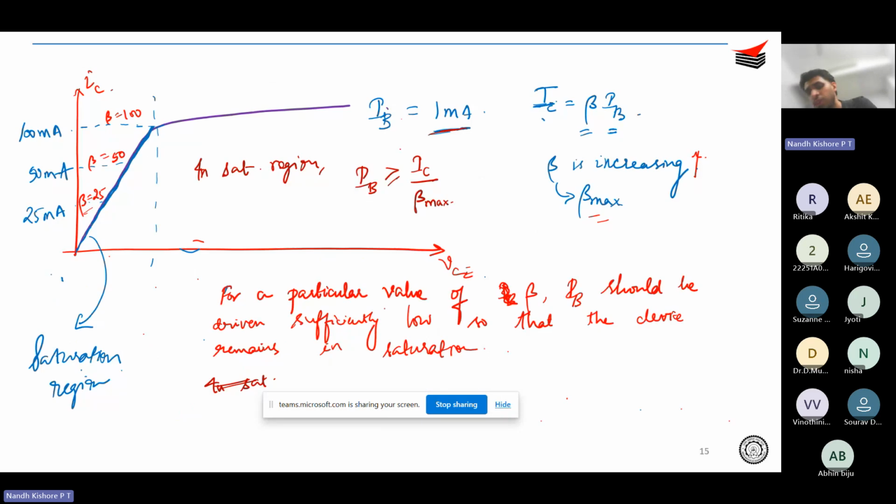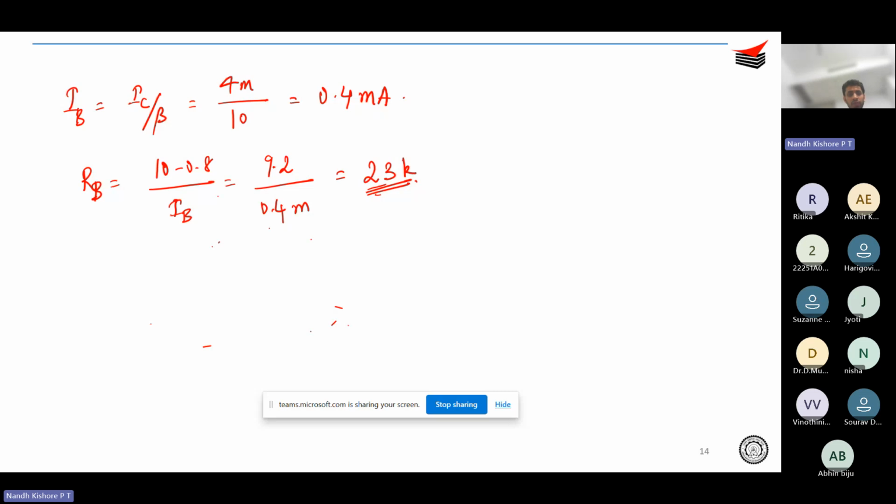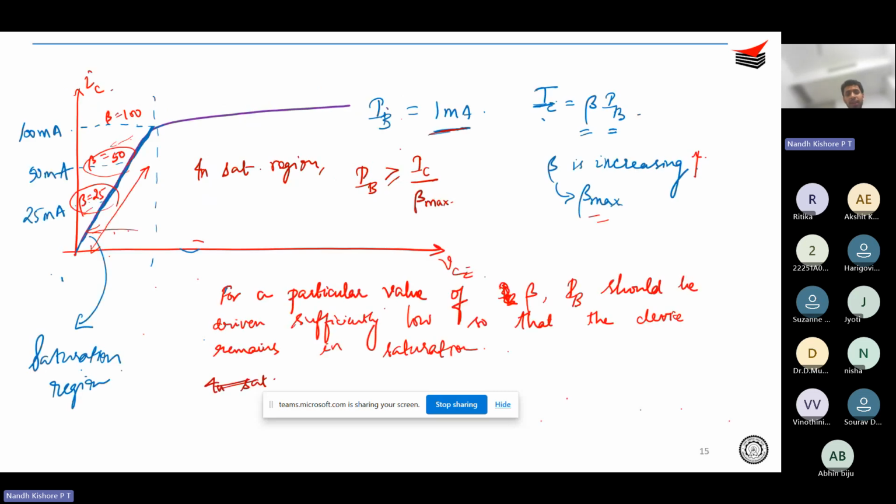So in saturation region, you saw that this is the case, right? If you want to ensure that the device is in saturation, you see that the beta value is lesser, right? If you make the beta value lesser and lesser, the device goes more and more into saturation region. Okay, so that's why we have considered the lower value of beta. And then the procedure remains same, right? You just do IC equal to beta times IB, then apply KVL in the base loop and collector loop, and you're done.